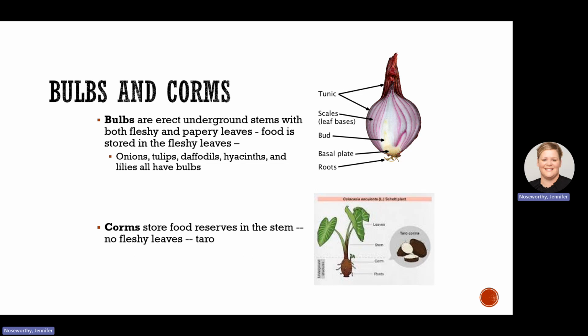Now the corm looks very similar from the outside, but if you were to split it open, inside you would see there aren't leaves under here. It's mostly starch, and it might be covered in some fleshy scales, but otherwise the inside is pretty much this dense, starchy material.